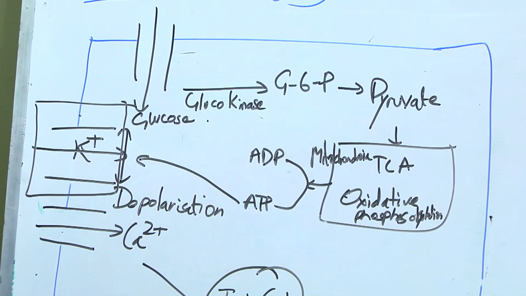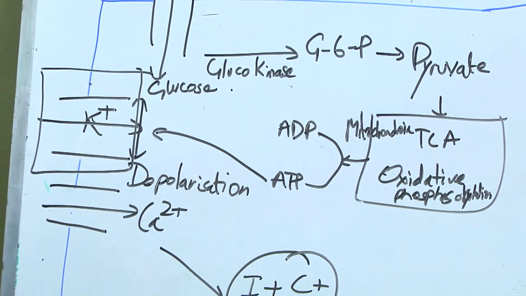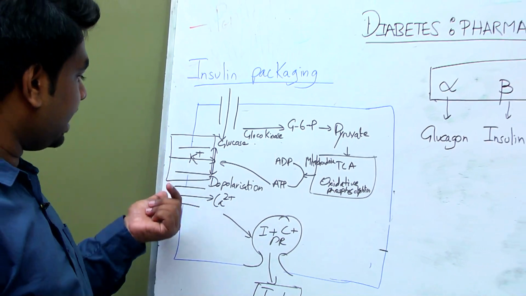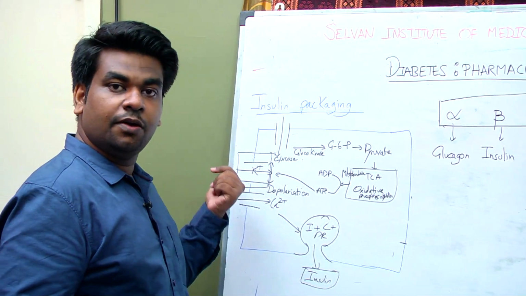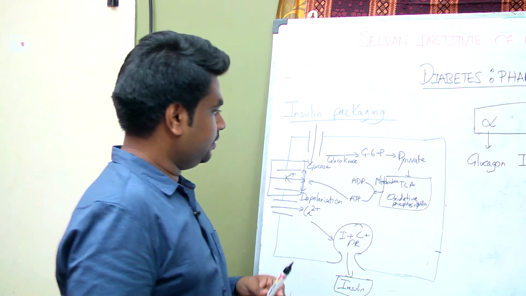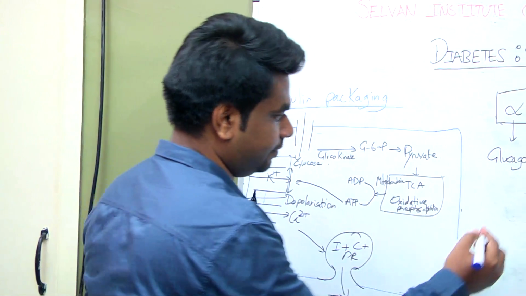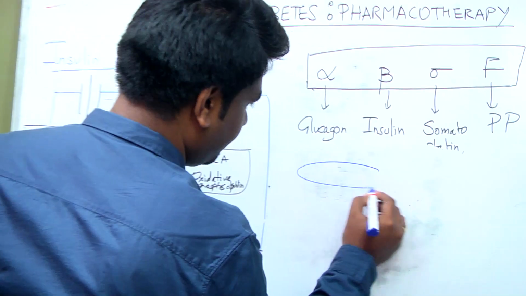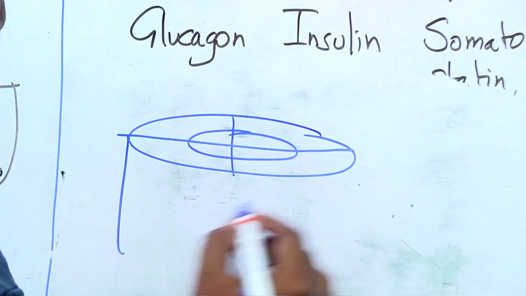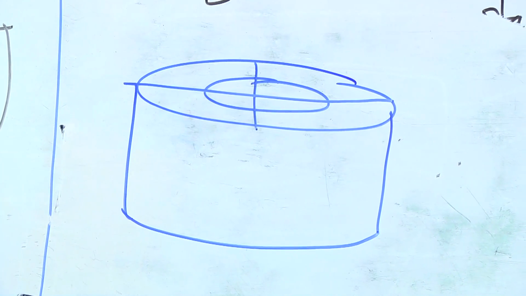So now we will be seeing about the potassium channels in detail. Why do we need to know about the potassium channels? Because there is a group of drugs called sulfonylureas which act by closure of the potassium channels. So we need to know how it does that. So now I will be zooming in into one of the potassium channels here. So this is how a potassium channel looks like.